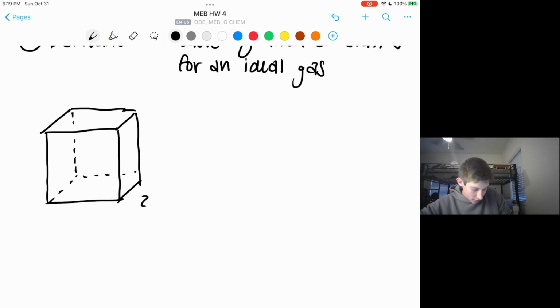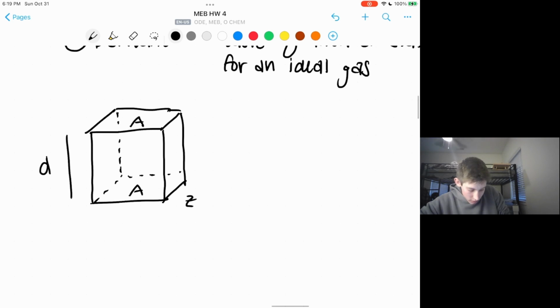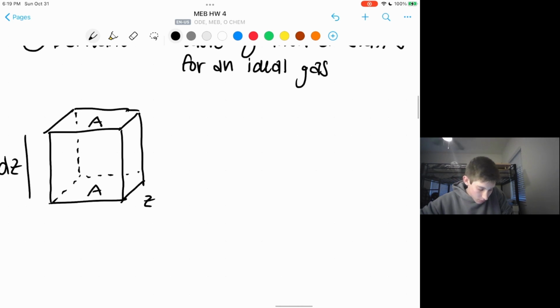We'll label this point down here at altitude z. The top and bottom cross sections will have an area A. This height here we will call height dz. So that means this point out here is dz plus z.